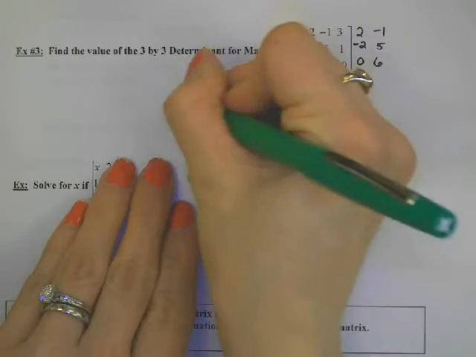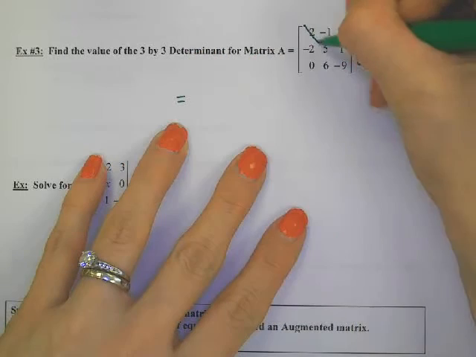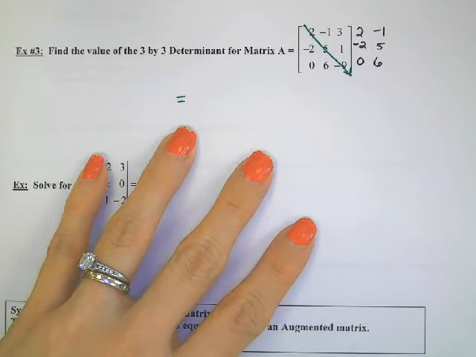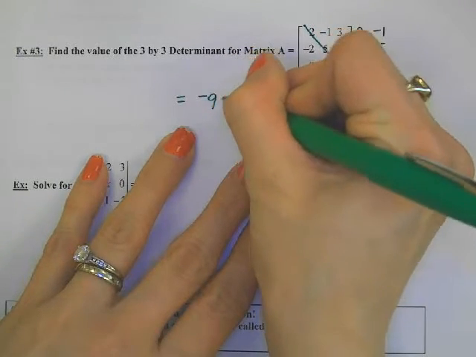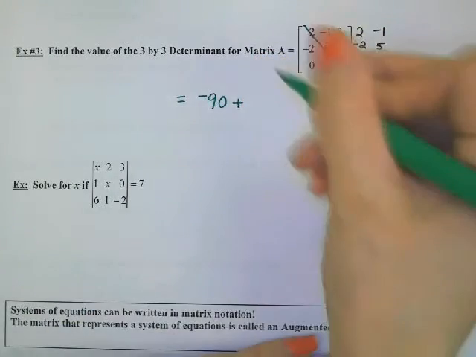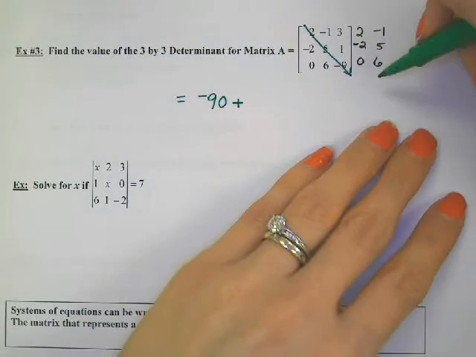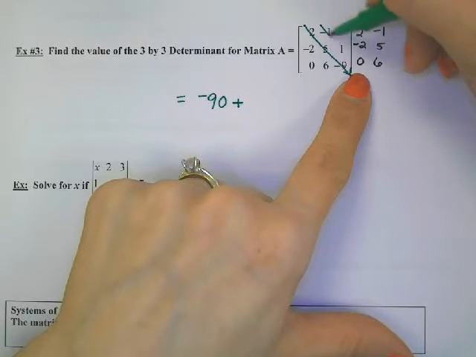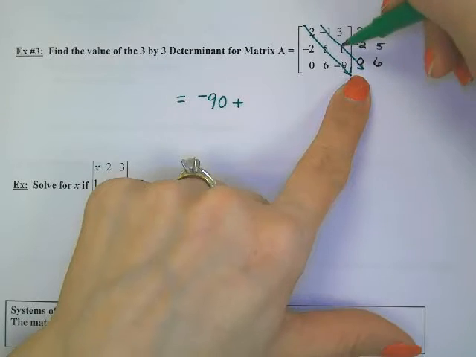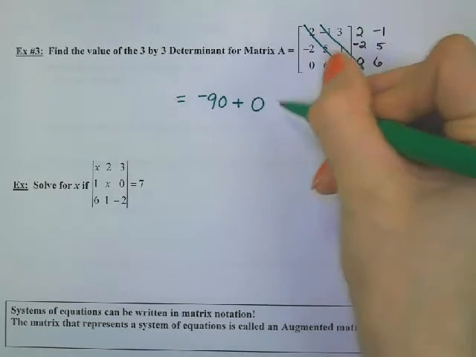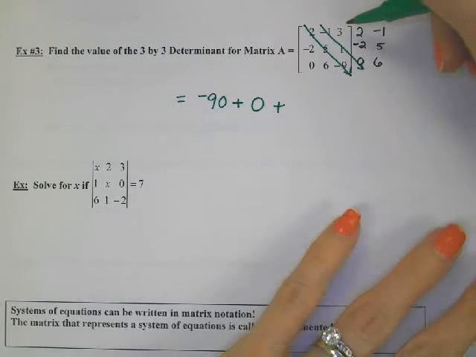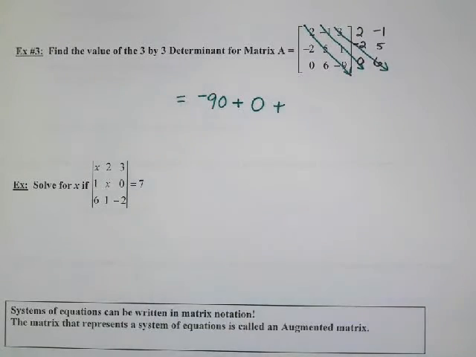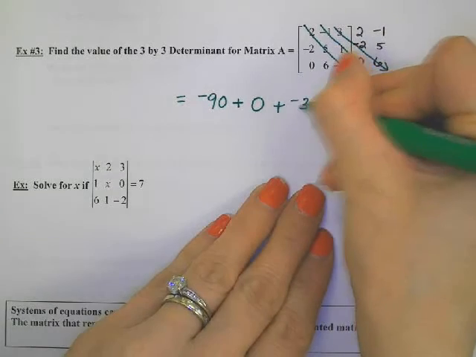So the first diagonal going down, down to the right, 2 times 5 times negative 9 is negative 90. And then plus. Now we're going to go down, down, down to the right with another diagonal. Oh, I'm so glad I wrote that 0 over there, so my diagonal can capture it. Anything times 0 is 0. Plus there's going to be one more diagonal. 3 times negative 2 times 6 is negative 36.